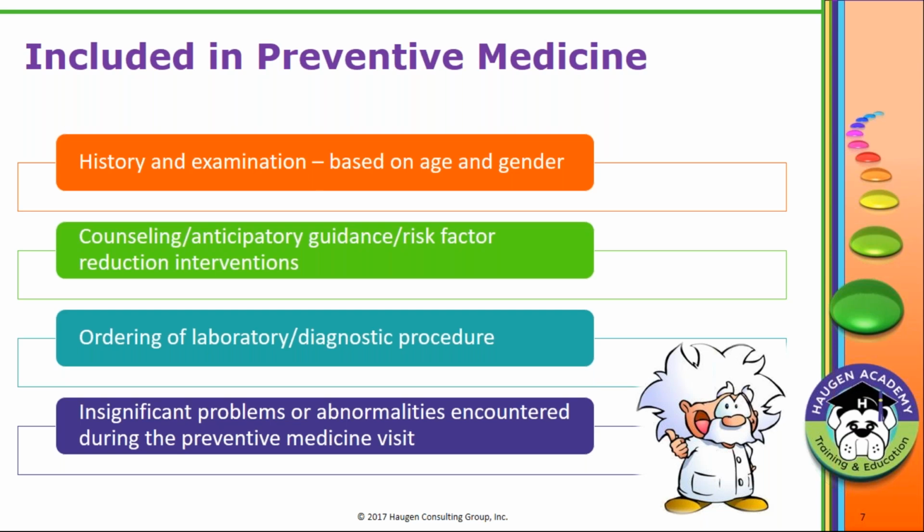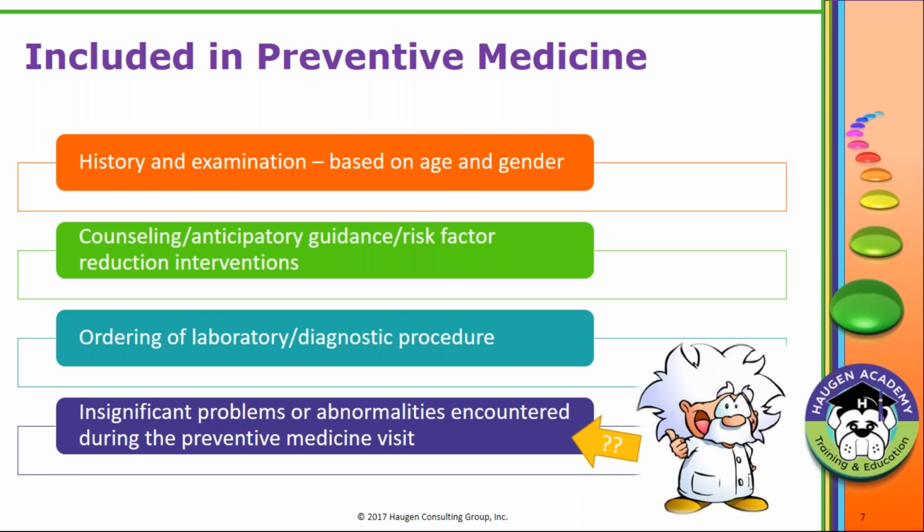The preventive medicine definition is just that it's comprehensive and it's based on age and gender. So it's really up to the provider. There are some professional societies like the AAFP, and the U.S. Preventative Task Force, that also put out guidelines that a lot of physicians follow, so you might see those referenced. And then counseling, anticipatory guidance, risk factor reduction interventions, that's included. Ordering of laboratory and diagnostic procedures, so anything that's deemed to be needed based on this preventive medicine visit. And then that last one is insignificant problems or abnormalities encountered during the preventive medicine visit.